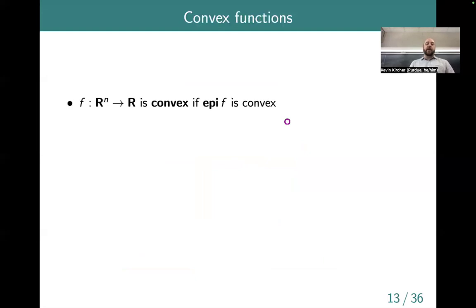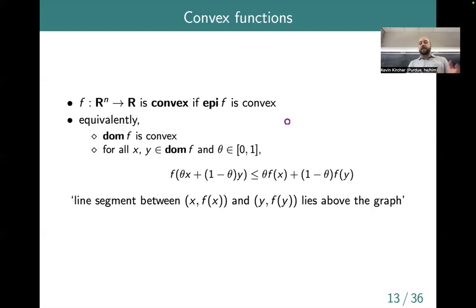Okay, so one way to think about convexity of functions is just to say a function is convex if the epigraph of the function is a convex set. Okay, so then we just appeal to all the definitions and examples that we just went through, and in theory, you're kind of done, but that doesn't build all that much intuition. So equivalently, we get that the domain of f must be a convex set.